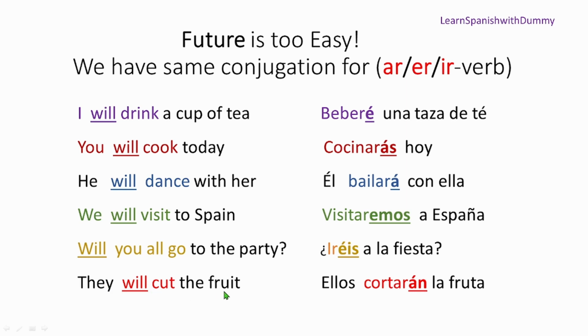They will cut the fruit. Ellos cortarán la fruta. Right? Cortarán, again, cortar is the verb to cut, and we added "án" as the conjugation part. So "án" puts "will" here. Okay, I hope you understood this pattern, and it's very important. You can just see it.